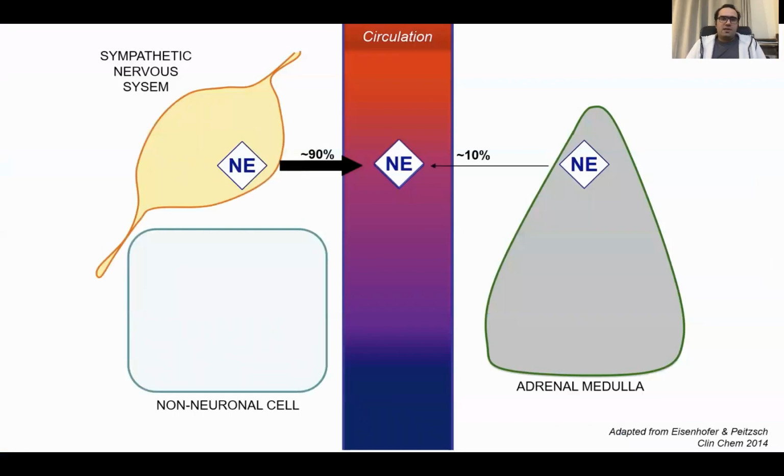So let's talk about this. Here is the circulation. Here you can see the norepinephrine released from the sympathetic nervous system. And this is the adrenal medulla.